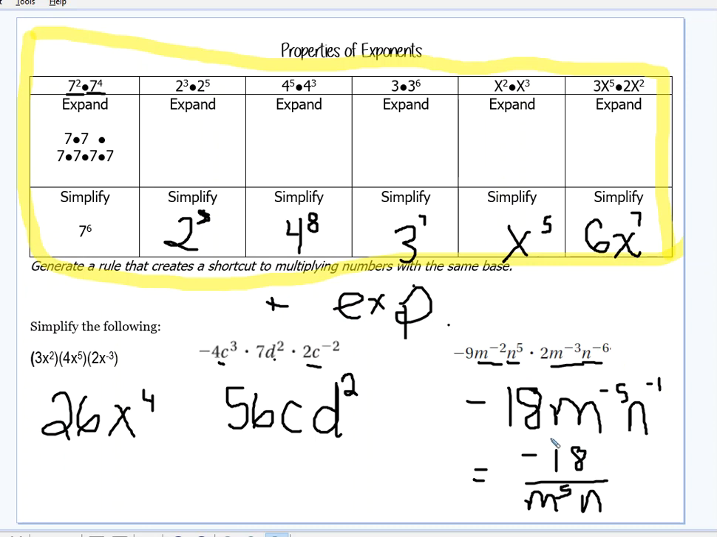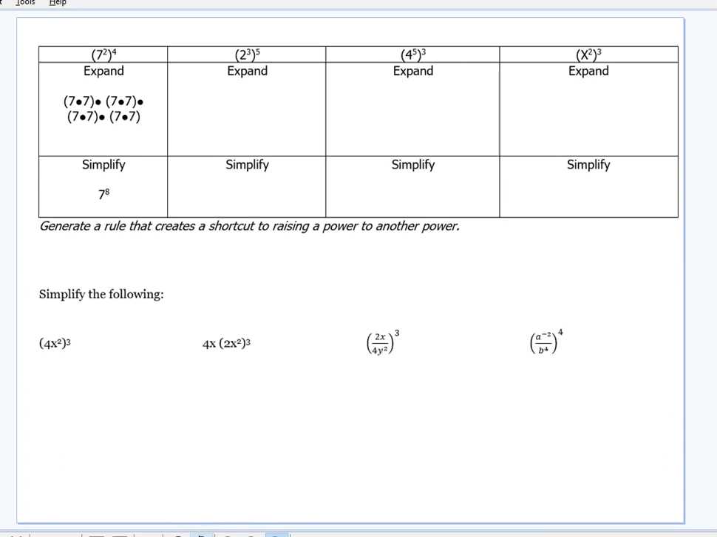So actually, when you go to simplify, just like we did earlier, we're going to go ahead and move these numbers down to the denominator. Alright, so now go ahead and complete the next part where you're actually expanding this.